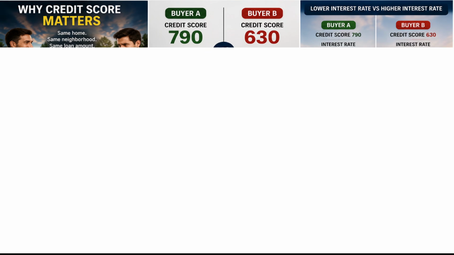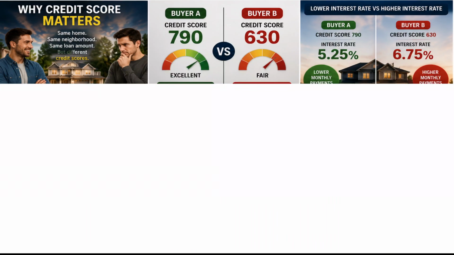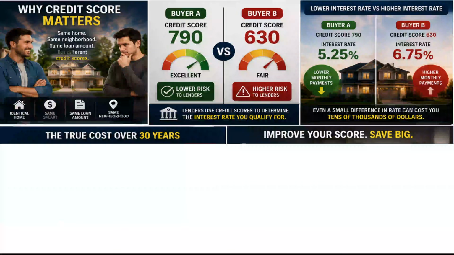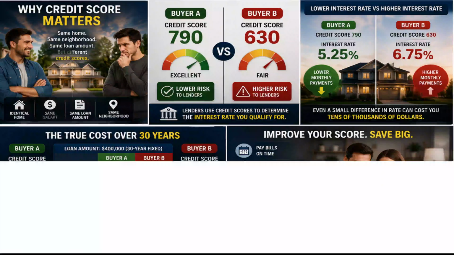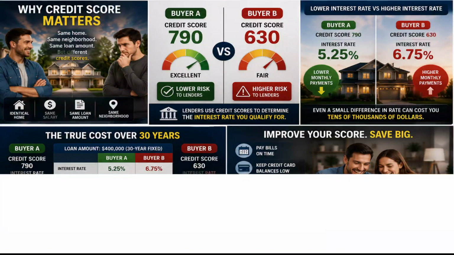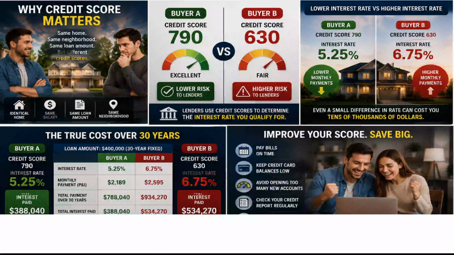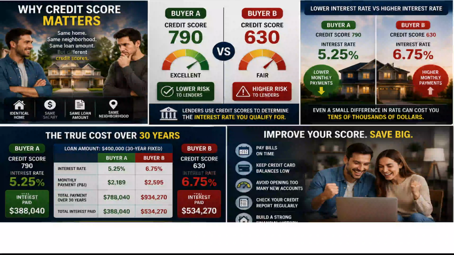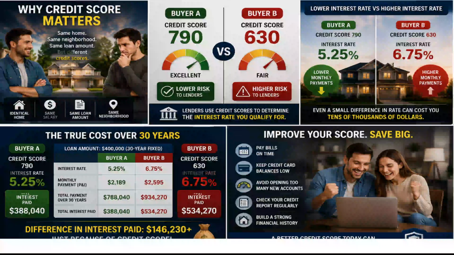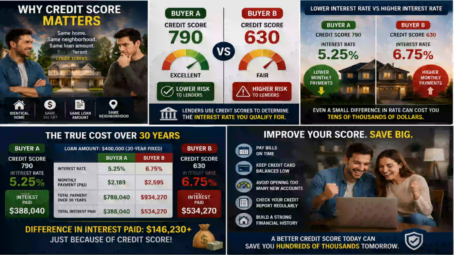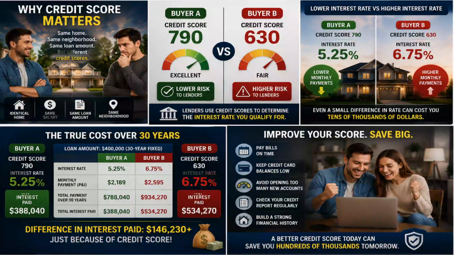Why do credit scores matter? Imagine two people buying identical homes, same neighborhood, same salary, same loan amount, but one has a credit score of 790, the other has 630. The first buyer may qualify for a lower interest rate, the second buyer may face a higher rate, resulting in significantly more interest paid over the life of the loan. That's why improving your credit score before applying for a mortgage can have a major financial impact.